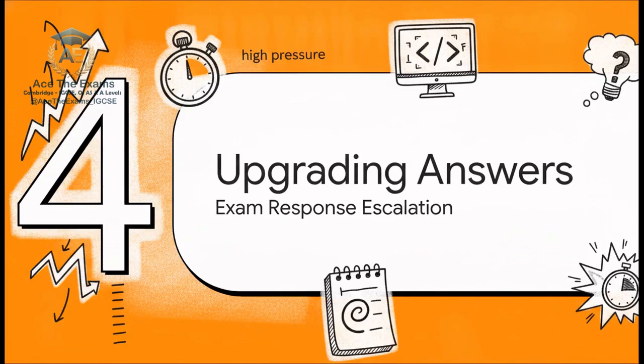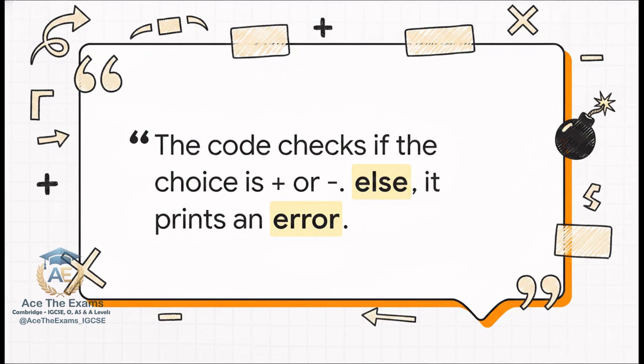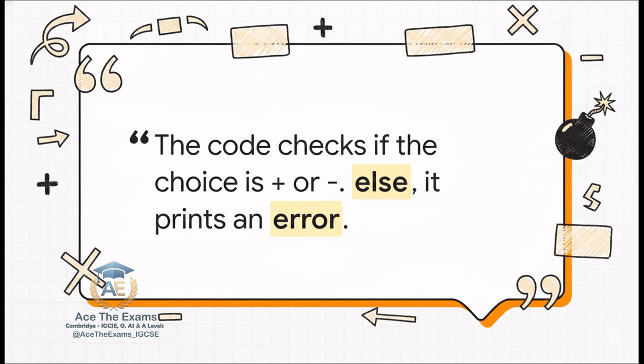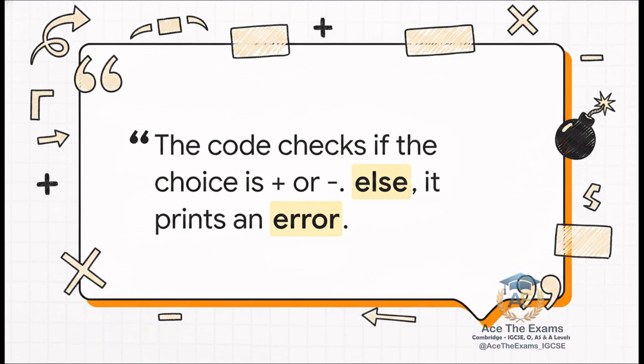All right, time to raise the stakes. Section 4, Upgrading to Top Marks. Take a look at this generic student answer. The code checks if the choice is plus or minus. If it is, it does the math. Else, it prints an error message. Now, can you spot why this would score absolutely 0 marks? I mean, sure, it sounds generally correct to an everyday person, but to a Cambridge examiner, it's a complete disaster.